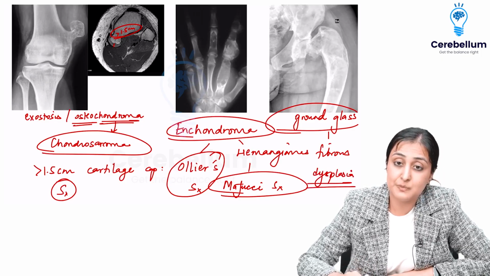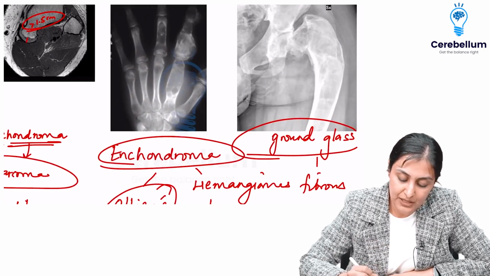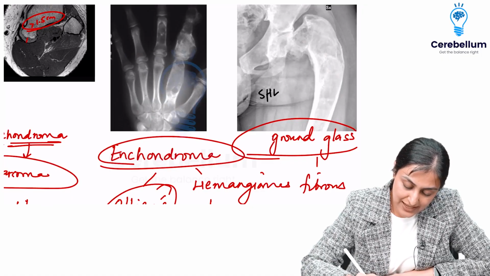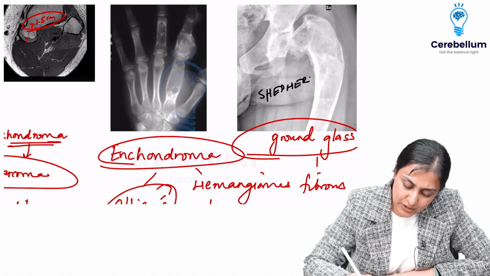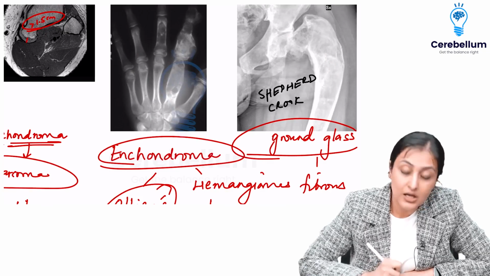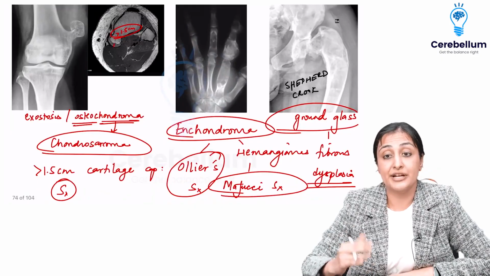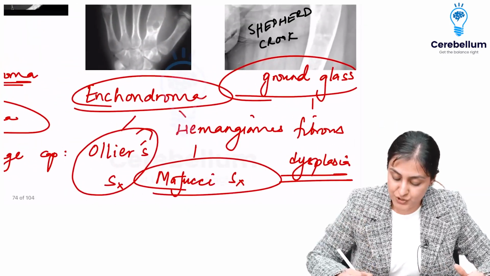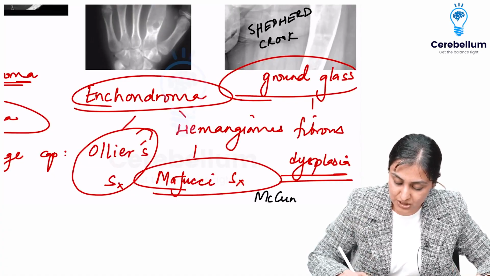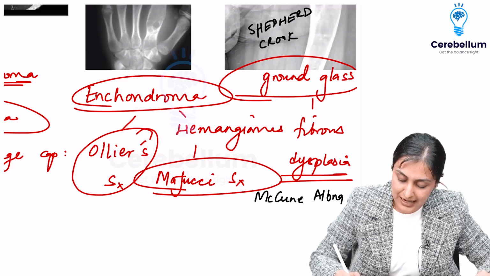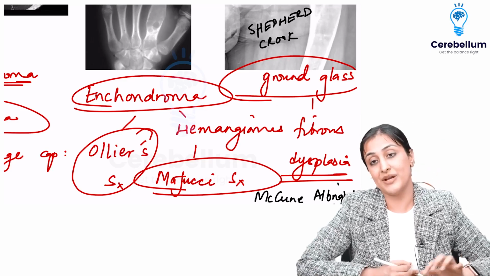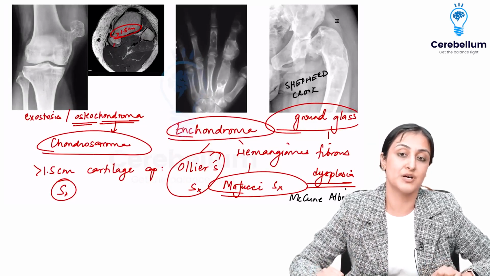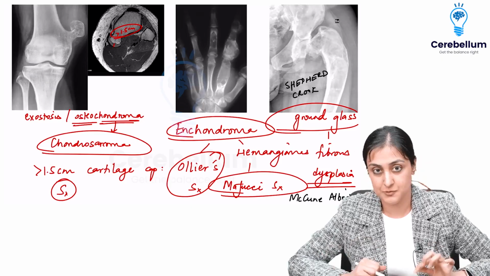This fibrous dysplasia can cause the femur to be twisted as such, and this is what is called the Shepherd crook deformity. Apart from this, you want to remember, if they give you that the patient also has endocrinopathies, precocious puberty, the syndrome that is associated is McCune-Albright syndrome. So McCune-Albright syndrome, Shepherd crook, ground glass, all of these are your buzzwords for fibrous dysplasia.